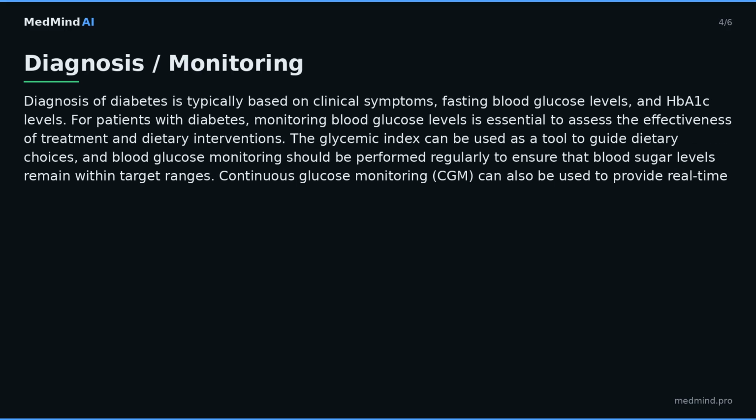Diagnosis/monitoring. Diagnosis of diabetes is typically based on clinical symptoms, fasting blood glucose levels, and HbA1c levels. For patients with diabetes, monitoring blood glucose levels is essential to assess the effectiveness of treatment and dietary interventions. The glycemic index can be used as a tool to guide dietary choices, and blood glucose monitoring should be performed regularly to ensure that blood sugar levels remain within target ranges. Continuous glucose monitoring, CGM, can also be used to provide real-time data on blood sugar fluctuations and help patients make informed dietary decisions.